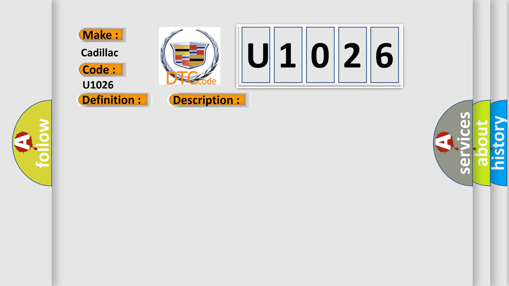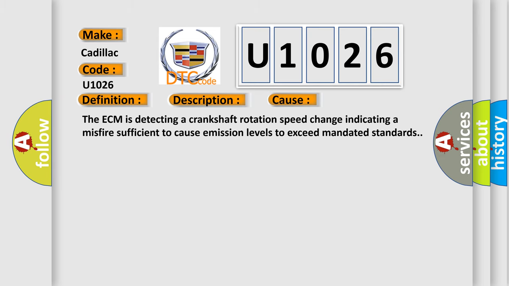This diagnostic error occurs most often in these cases. The ECM is detecting a crankshaft rotation speed change indicating a misfire sufficient to cause emission levels to exceed mandated standards.